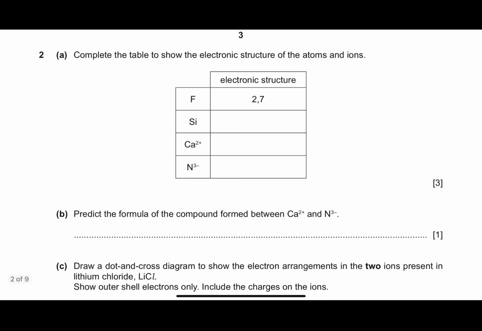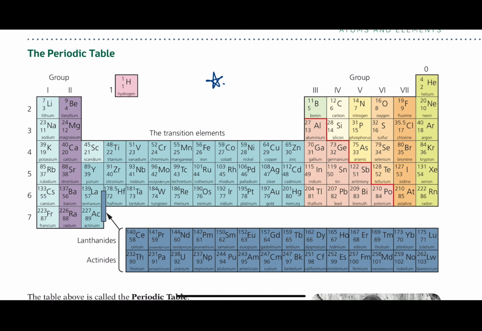This is a question from October-November 2017, question 2. Complete the table to show the electronic structure of the atoms and the ions. So we have 4 different elements here, 2 of which are atoms and 2 of which are ions. Now as for ions, the number of protons is not equal to the number of electrons. Before you answer this question, you can refer to your periodic table to obtain the number of protons at the bottom left of each element.